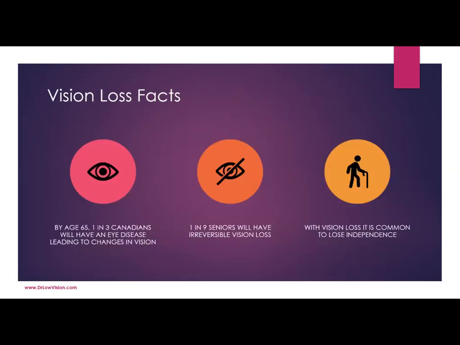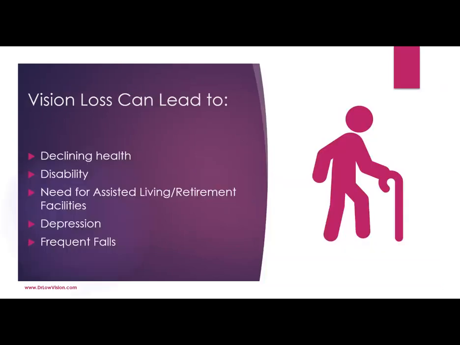And so here are some facts about vision loss. By the age of 65, 1 in 3 Canadians will have an eye disease leading to changes in their vision. 1 in 9 seniors will have irreversible vision loss. And with the vision loss, it's very common that many lose their sense of independence. So vision loss can lead to declining health, disability, need to have assisted living either in their own home or to have to actually live in a retirement facility of some sort, increased risk of depression, and with our topic that we have today, that increased frequency of falls.